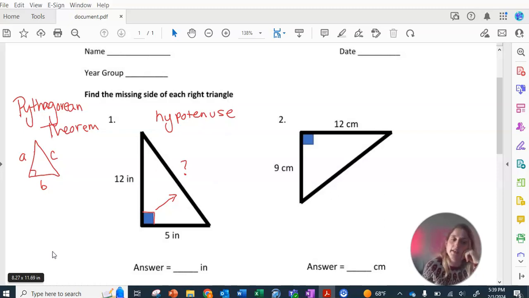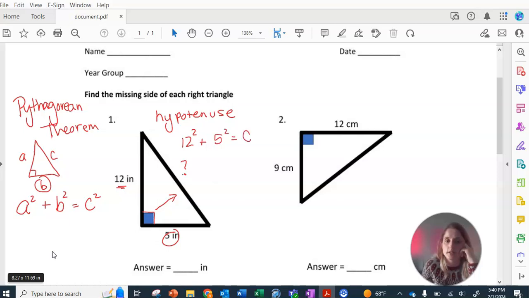So how we do it is we follow the rule a squared, or a to the power of 2, plus b to the power of 2 equals c to the power of 2. So power of 2 is when we have exponents. If I'm looking at the drawing that I just did, a looks like it matches up with this side. That means 12 to the power of 2 plus b looks like it matches up with this side, 5 to the power of 2 equals our mystery number, which we can just call c, to the power of 2.